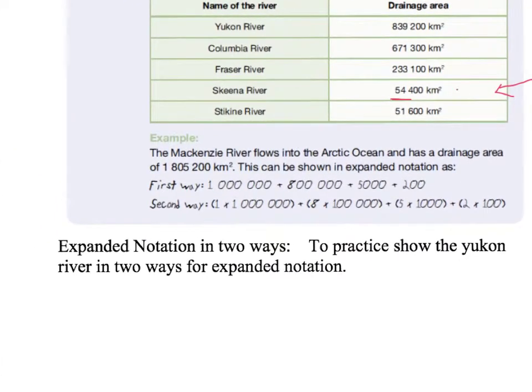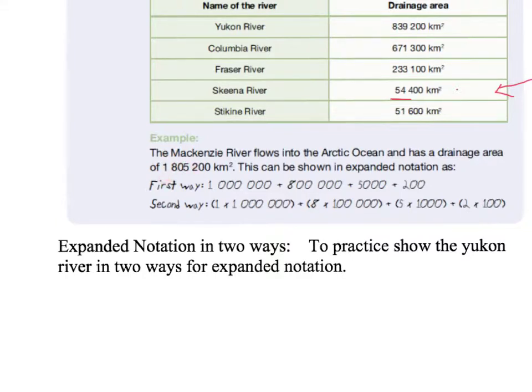All right, so if we have here, let's take a look at this example, the Mackenzie River that flows into the Arctic Ocean and has a drainage area of 1 million, because we're in the millions period, 805,200 kilometers. This is how you would show it in expanded notation. So it's basically taking each place value and just saying that place value plus the next place value plus the next place value and so on.